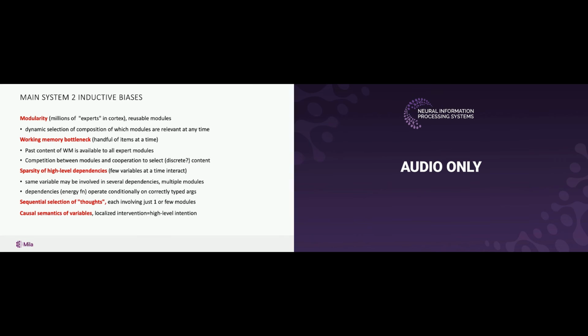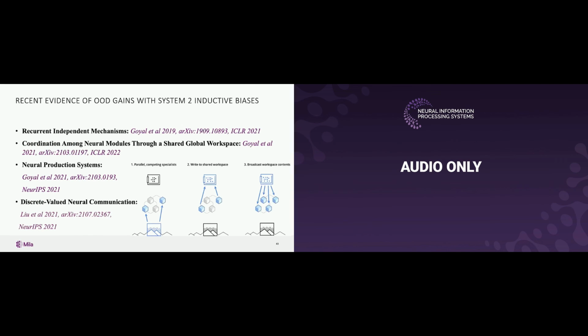So there is a particular form of computation that seems to be going on in the brain where we focus on just a few elements at a time and only call upon the corresponding knowledge. So there's also a notion of modularity in the brain with potentially millions of experts in cortex, where when you think about some things, there's a dynamic selection of which modules are relevant at any time. And I have hypothesized that this working memory bottleneck also corresponds to an assumption that at least at the high level of these abstract variables, the dependencies are sparse because you can only do inference looking at a few at a time. All right, we've written a bunch of papers showing already that some of these inductive biases can bring better out of distribution generalization.